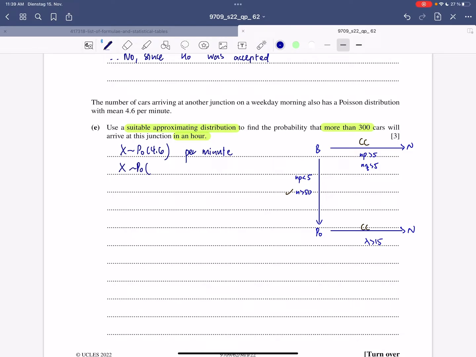So 4.6, you just multiply by 60, you will get 276. So you have to find the probability x more than 300, but be careful. As I stated here, we're going from Poisson to normal, because the lambda is 276, which is way bigger than 15. So yeah, it fulfills the condition. Another thing is that you have to do continuity correction, since you're going from discrete to normal distribution. So I usually do like this. You could do like this as well.